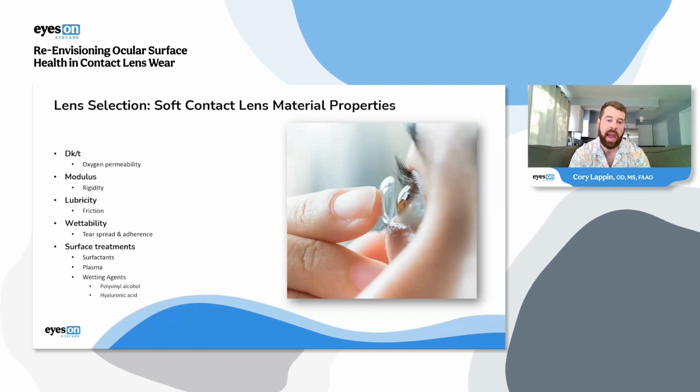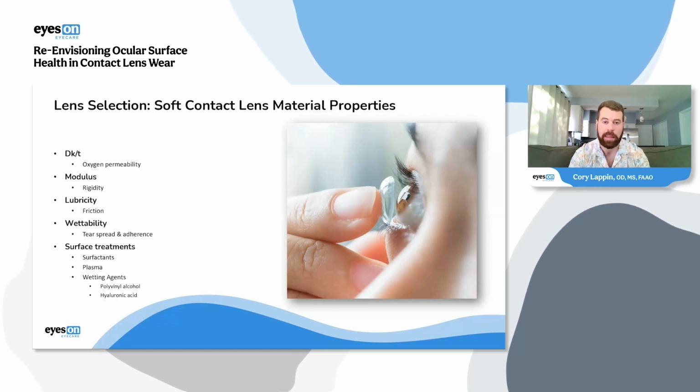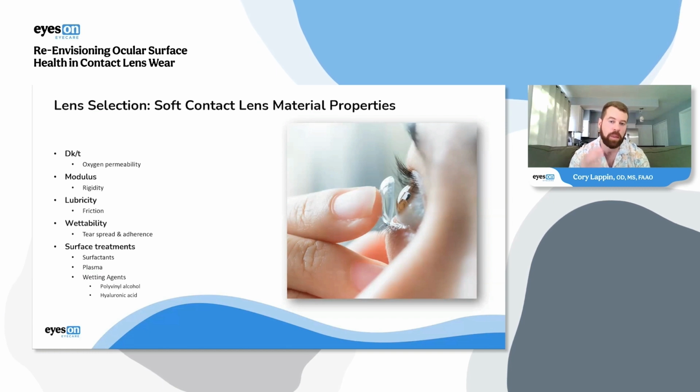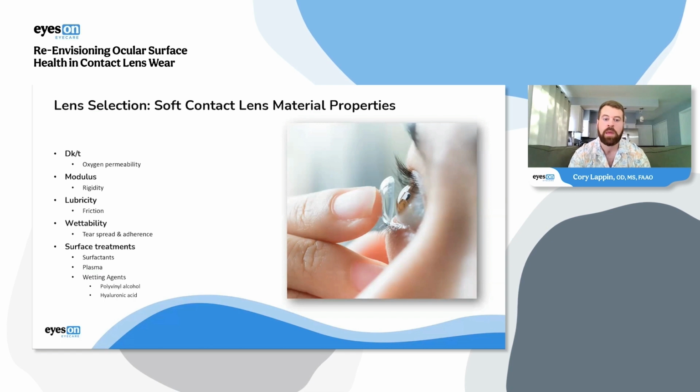Lubricity is basically just how little friction or how well lubricated the lens is. So better lubricity means you're going to get better blinking, and it's going to be easier for the lid to slide across the surface without friction.